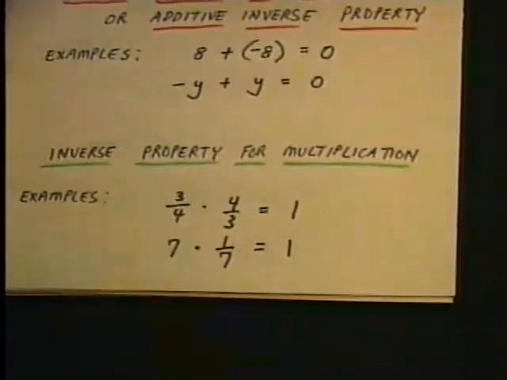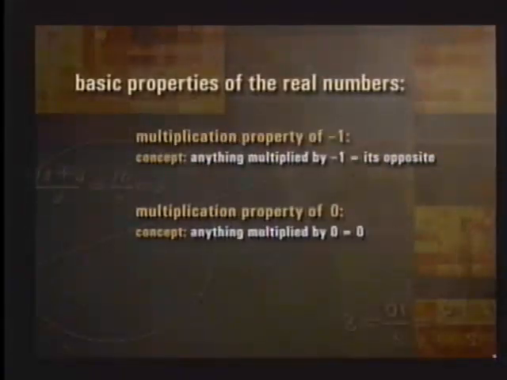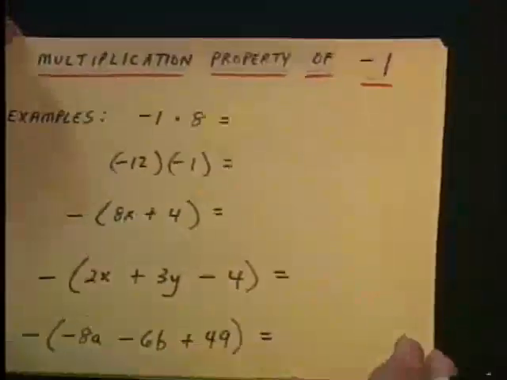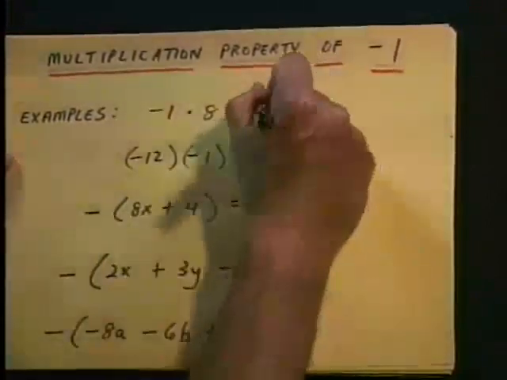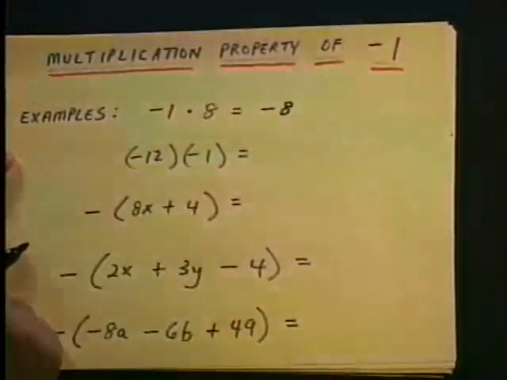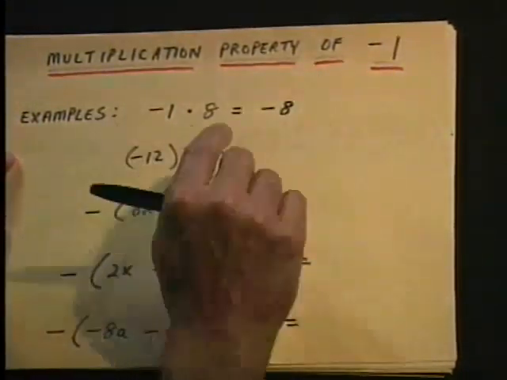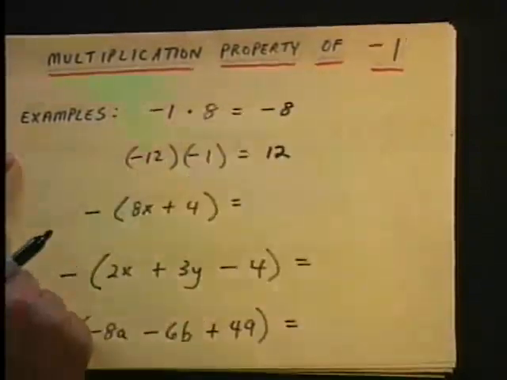Now for the next graphic, we're going to talk about a very important property here, the multiplication property of negative 1 and the multiplication property of 0. Now, the multiplication property of negative 1 says that anything multiplied by negative 1 gives you its opposite. So looking back at some examples here, if we take negative 1 times 8, multiplying anything by a negative just changes its sign. We end up with negative 8. A negative 12 multiplied by negative 1 makes that come out a positive 12.